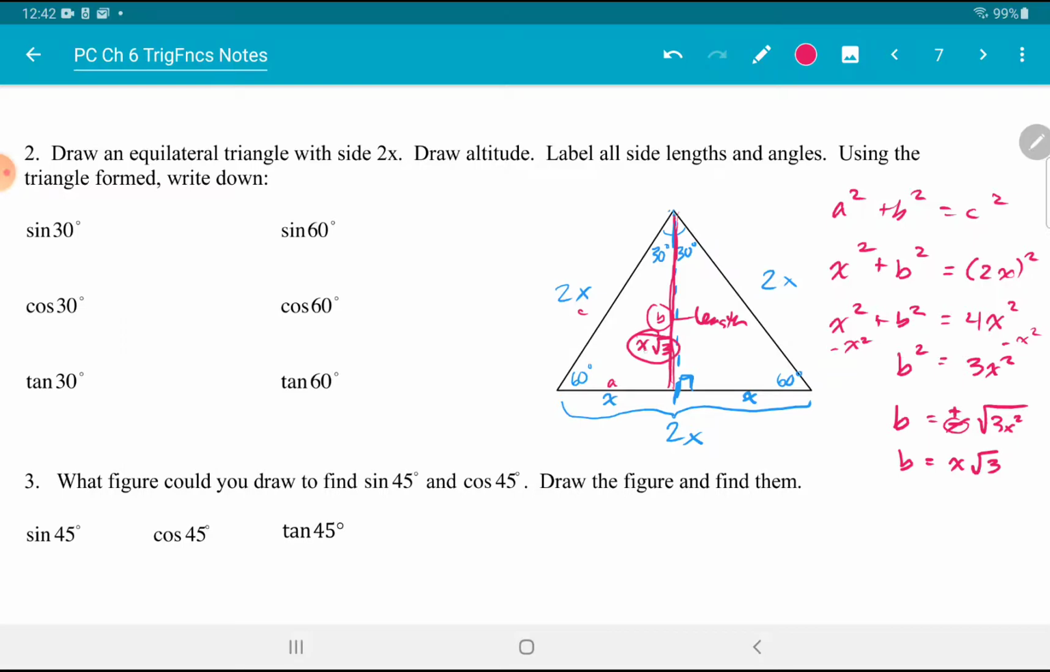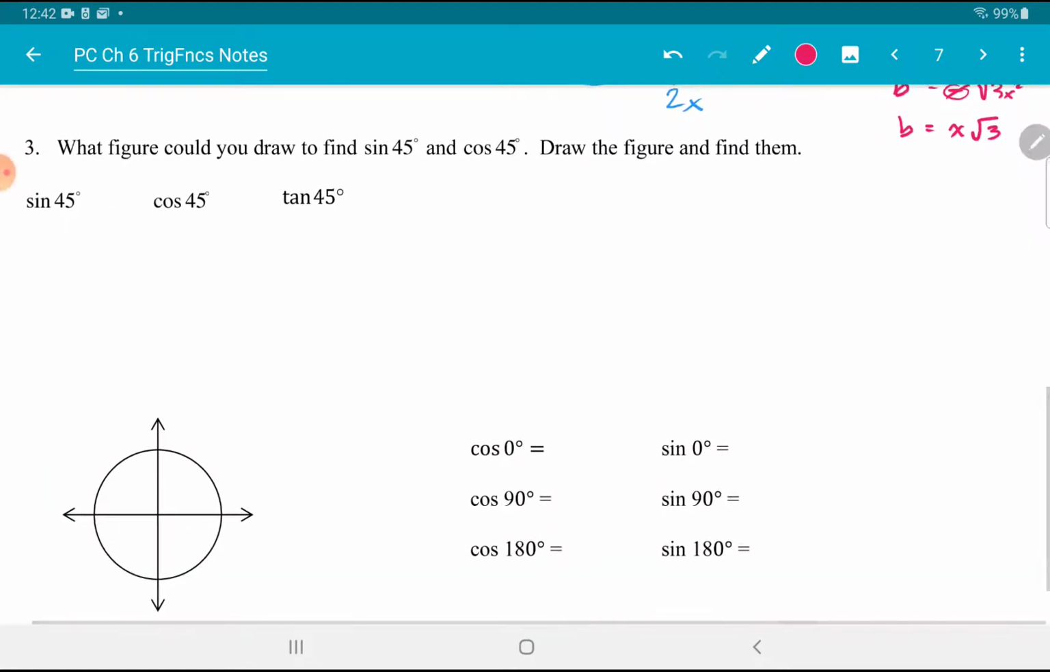Okay, so taking a look at this triangle, what I want you to now do is focus on this 30, 60, 90 degree triangle with the measurements of x root 3, 2x, and x. I would then like you to go ahead and fill in the rest here.